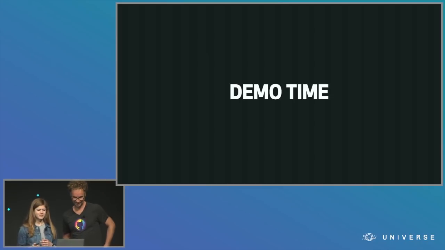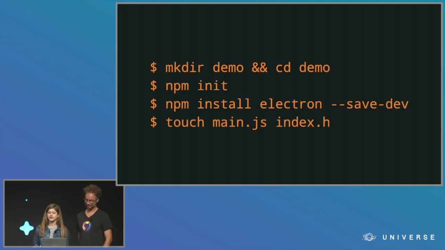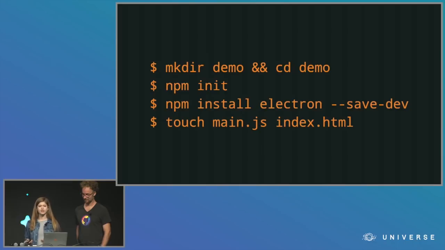Hey, I'm Shelley. Right now, we're just going to talk a little bit about making a simplistic Electron demo. So here you can see we make a new folder and then move into it. We set up our package.json with npm init. We install Electron, and then we create two files, main.js, a JavaScript file, and then an index.html.